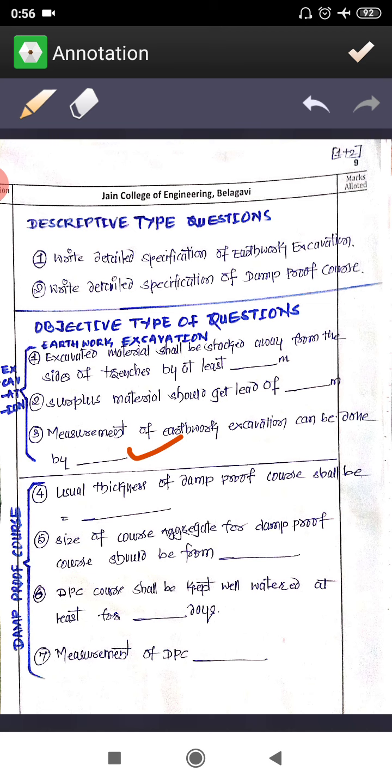Then for damp proof course, the usual thickness should be 25 to 40 mm. The size of coarse aggregate for damp proof course should be 12 mm to 6 mm. Then a DPC course shall be kept well watered for at least 7 days. The measurement of DPC should be in terms of square meter. These are the few objective type questions you may get whenever you face any online examination. And for the descriptive, you are going to get these two direct questions.